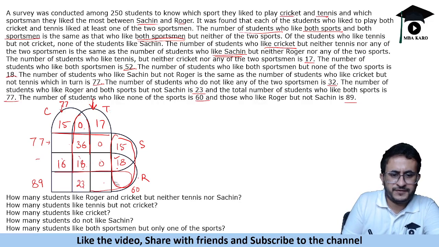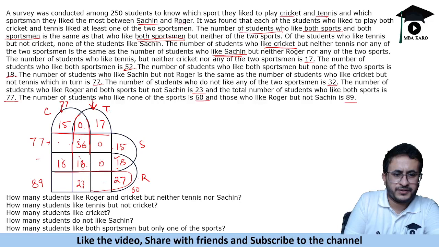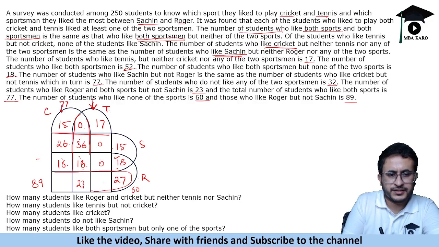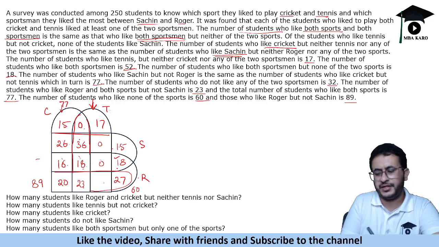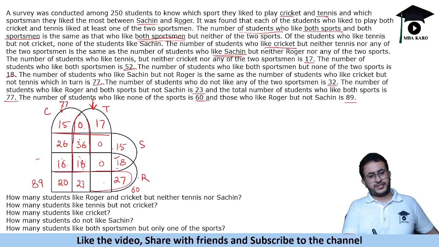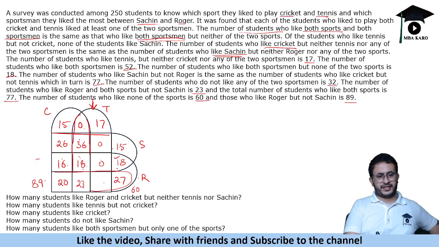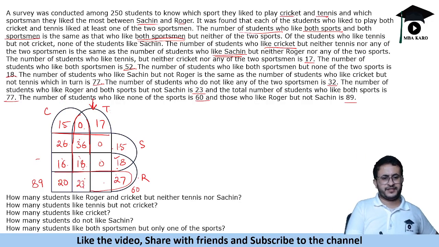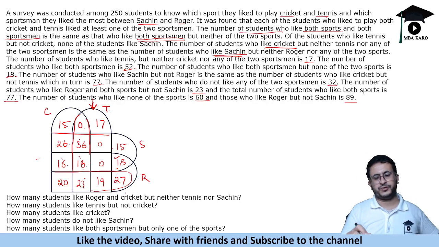So now this is 15 plus 18, 33. This is 27. That will make it 60. Also this is 77. So 15 plus 36, 51. 26 will make it 77. This total is 77. So 41 plus this is 57. So this will be 20. Now this total is 89. So we have 50, 70. This will be 19. Okay, so these should be the totals.